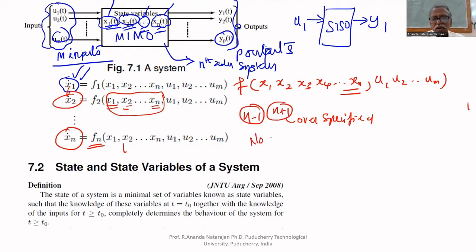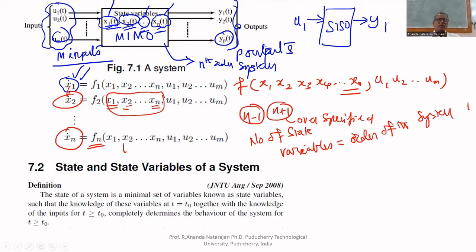Number of state variables is equal to the order of the system. It is an nth order system, which means n state variables will be there. What is the definition for state variable?